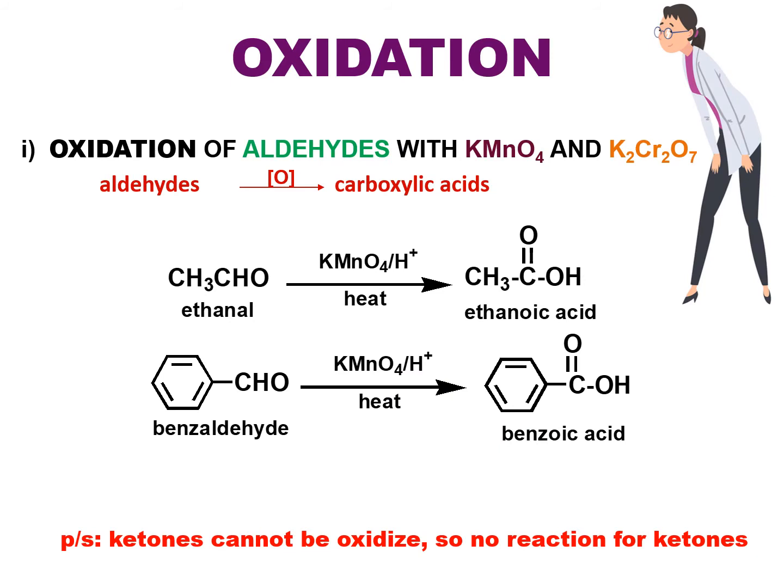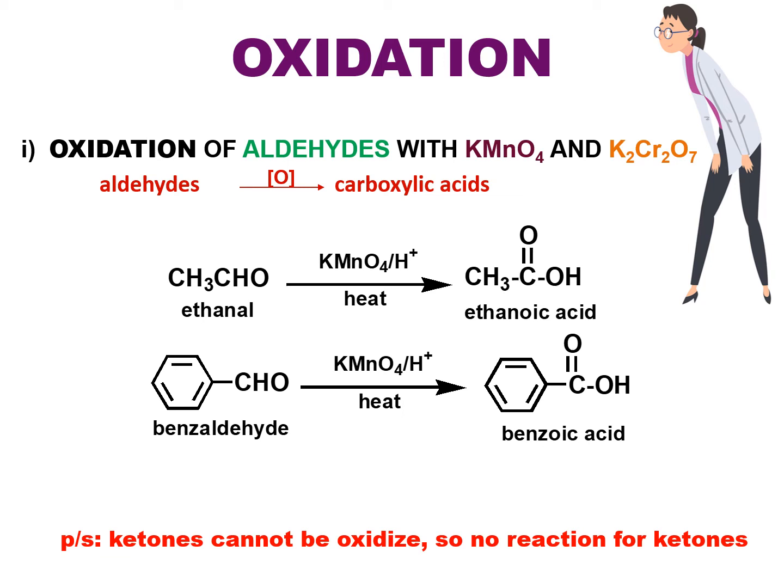Okay, so this is the oxidation reaction. For the first oxidation reaction, we'll talk about oxidation of aldehyde with KMnO4 and K2Cr2O7. Okay, so aldehyde, if we react with this strong oxidation agent, what is going to happen to the aldehyde? It will form carboxylic acid. For example, we have ethanal react with KMnO4 in acidic and we heat. Okay, so the ethanal will form ethanoic acid.